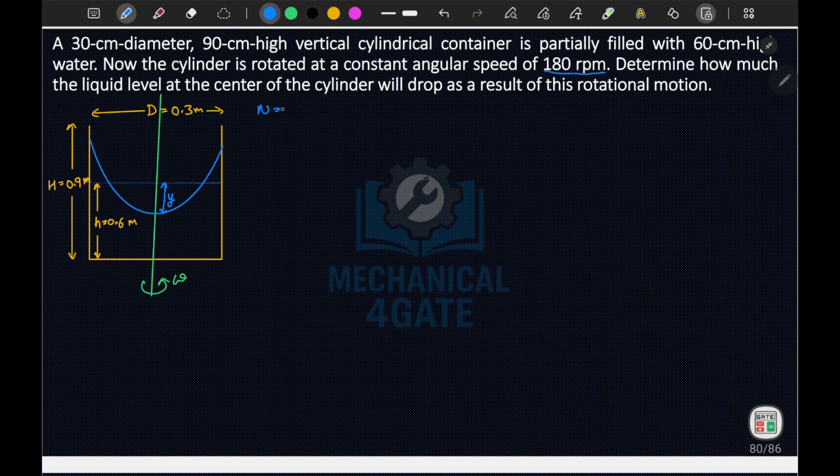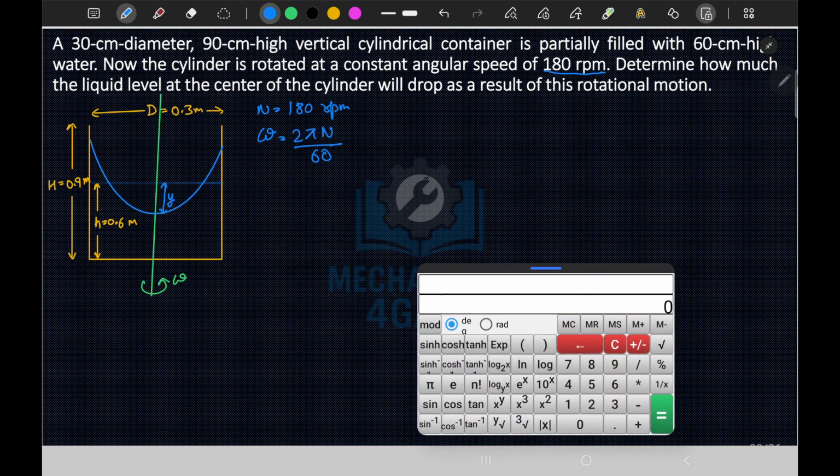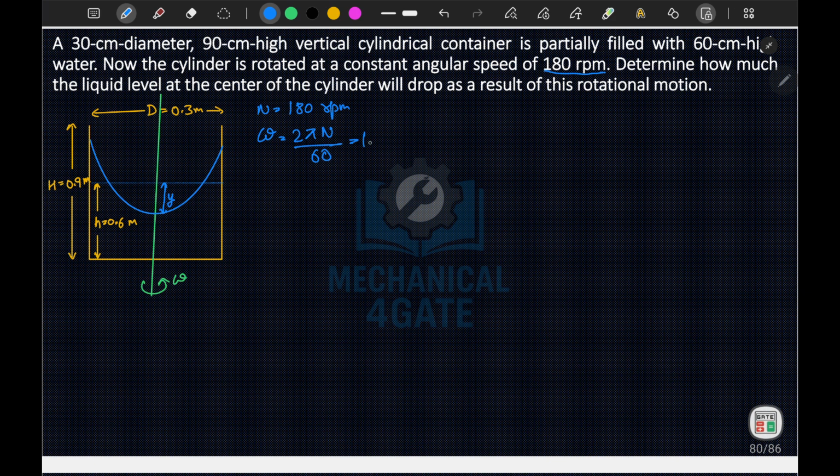Okay, n is equal to 180 rpm. So your omega is equal to 2 pi n divided by 60. Okay, so your pi into n is your 180 divided by 30 is 18.85 radian per second. This is your omega. Okay, let's say distance to be your L.